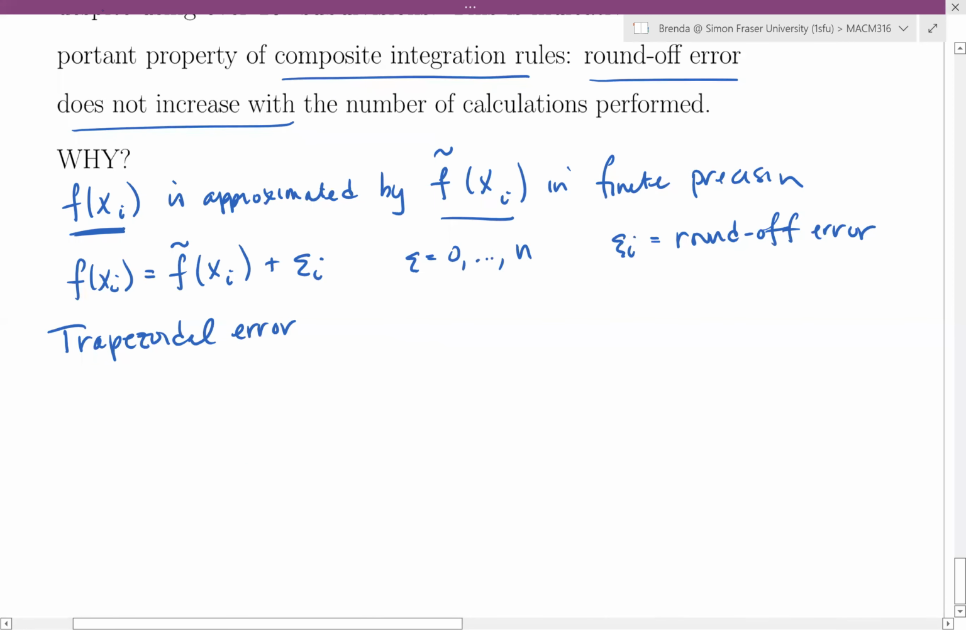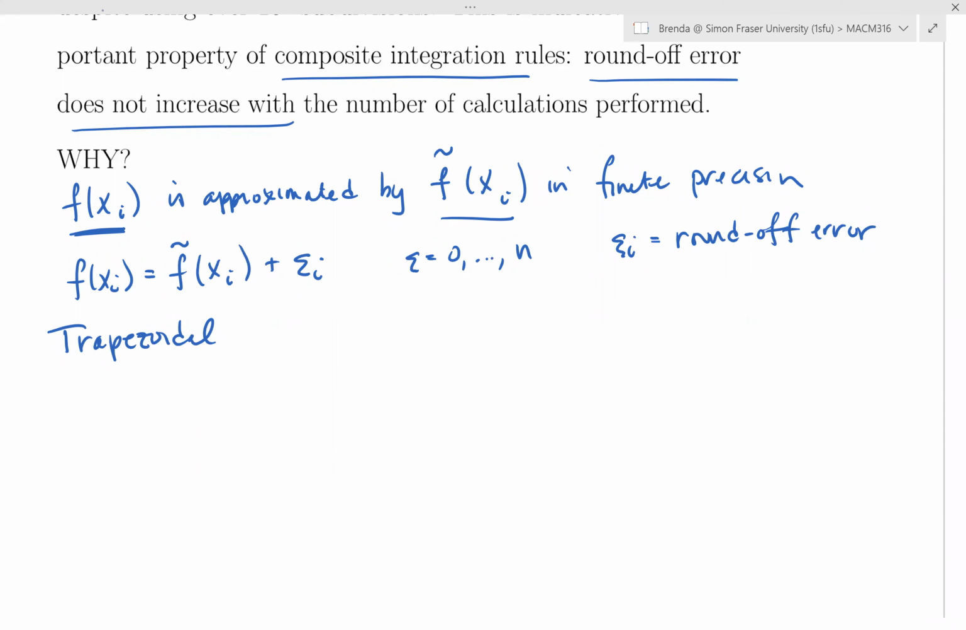What is the total round off error? Take a look. Trapezoidal rule, total round off error. This is not the error from truncating the polynomial. This is the round off error.